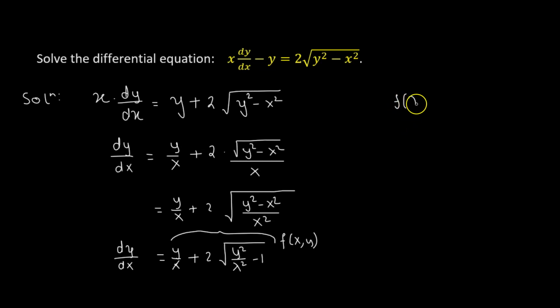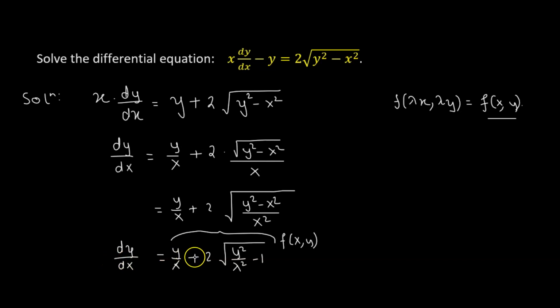The reason behind this is if we substitute the value of x with lambda x and y with lambda y, then we will get back our original function. So when this criterion is met, we call that f of x comma y a homogeneous function. Since this is a homogeneous function, this entire differential equation is going to be a homogeneous differential equation.